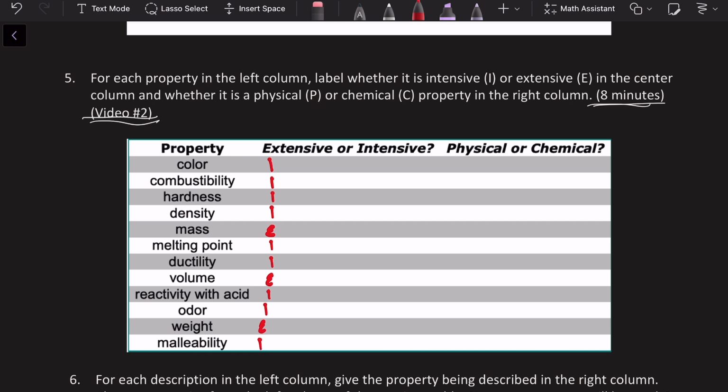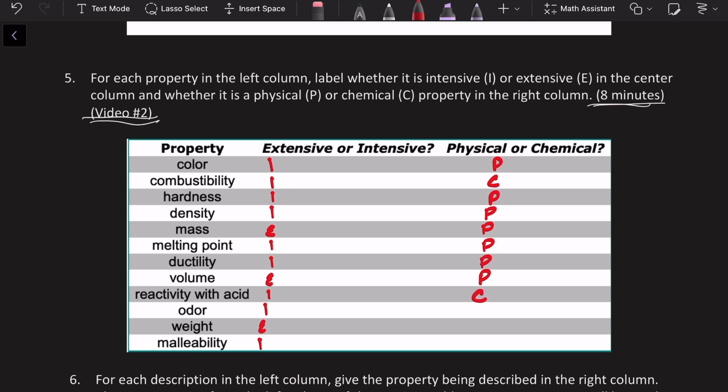And now let's go back and check the chemical and physical properties. Color is physical. It's the same chemical identity. Combustibility is chemical, because it will change its identity upon combustion. Hardness is physical, same chemical identity. Mass is extensive, but it's also physical since it has the same chemical identity. Melting point is physical. Remember, phase changes don't affect identity. Ductility, physical, same chemical identity. Volume, physical, same chemical identity.